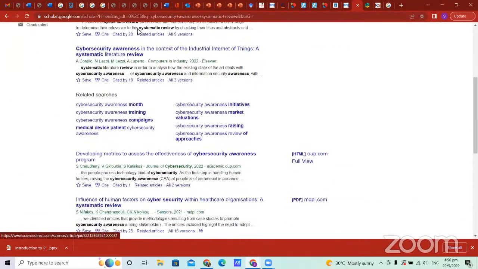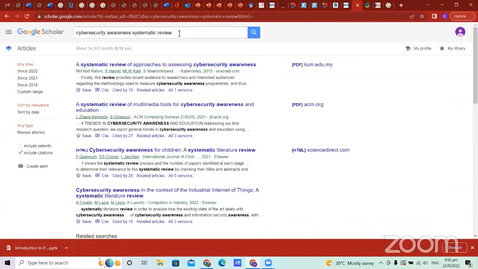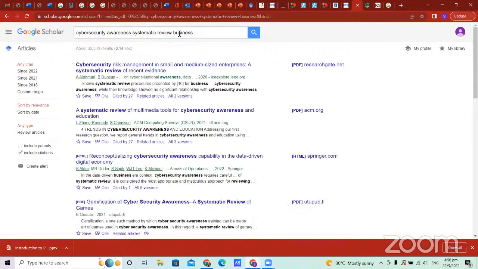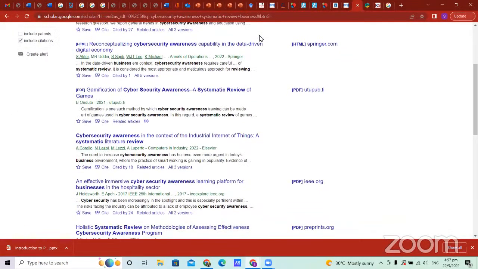So I would start to look through and see. Since you specifically wanted to know about business, I'm going to put in business based on what you just told me. There is cybersecurity risk management, but I don't know what is here. You actually have to spend time looking through the articles, because there's even gamification of cybersecurity. Look at this, multimedia tools, gamification. There are going to be different articles on it.